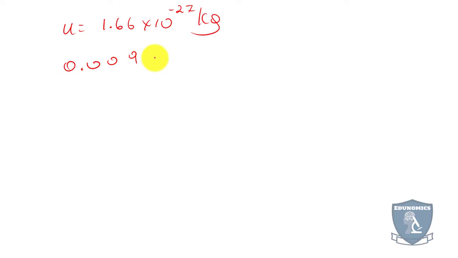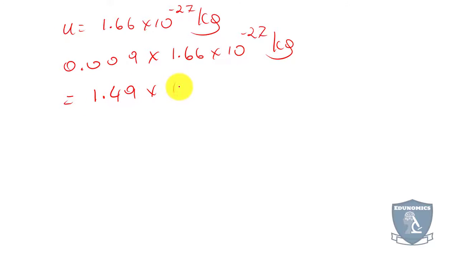Now, with that said, remember when we mentioned that the U symbolizes 1.66 times 10 to the minus 27 kilograms. Now we have 0.009 and we're going to multiply it by 1.66 times 10 to the minus 27 because we want to convert this value into kilograms. So we know how much mass was lost by the system, giving us 1.49 times 10 to the minus 29 kilograms. So this is the amount of mass that was lost.